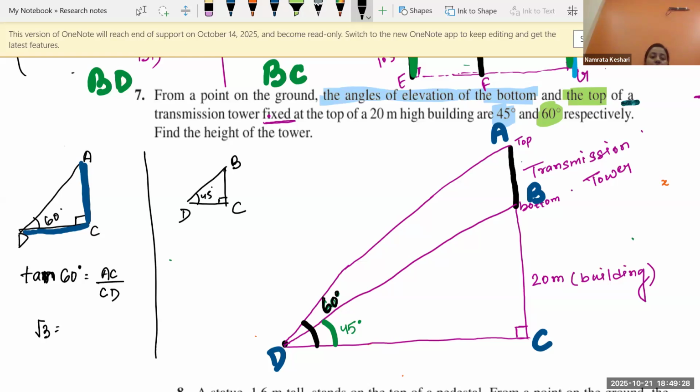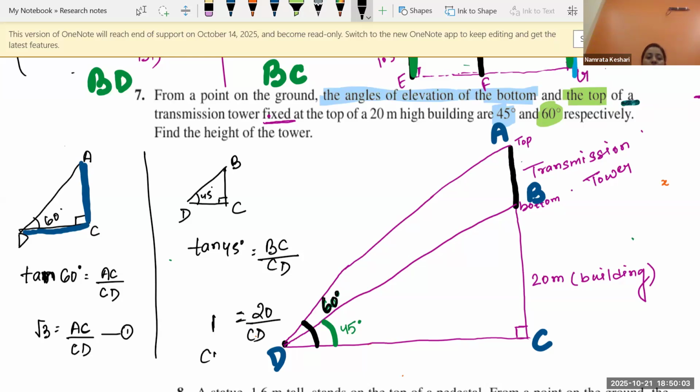Opposite, do we know? No. And adjacent, CD? No. Equation number 1. Equation 2, again, same. Tan 45 is opposite over adjacent. Yeah, I'm getting the height of the tower as 20 root 3. Could be. Okay, let me check. BC we know that is 20. Tan 45 is 1. So we are getting CD as just 20.